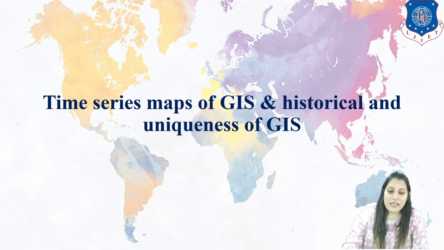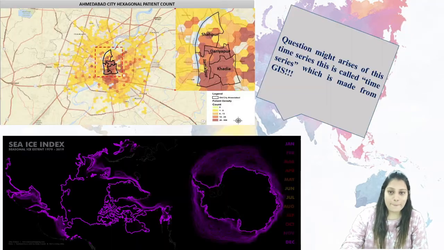And GIS has some history and uniqueness of its own. Why GIS is helpful, what is the reason behind it, is very important to understand in the field of civil engineering because it helps us to gain real time data.